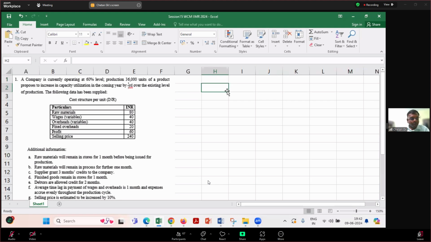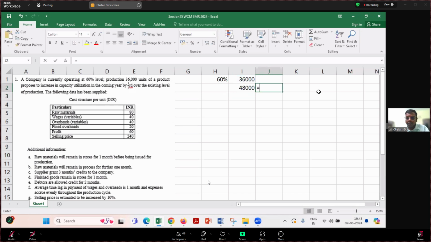A company is currently operating at 60% level. I'll keep writing whatever I read in the problem. Right now the company is operating at 60% level, producing 36,000 units of product, and proposes to increase the capacity utilization in the coming year by 1/3. So right now 36,000 units are produced, but the company wants to utilize the capacity by 1/3. Which means how much is that? Can you compute that? Multiplied by 1 plus 1/3.